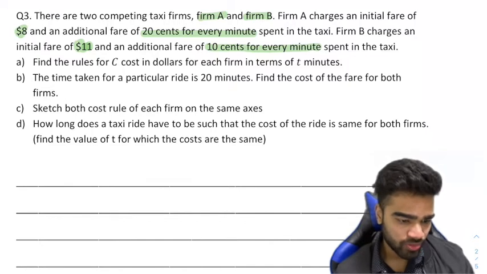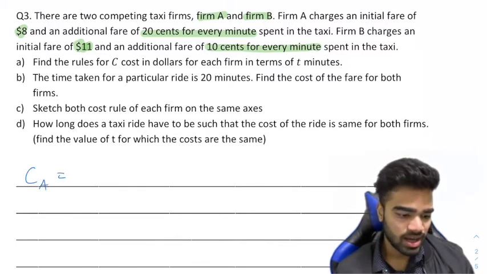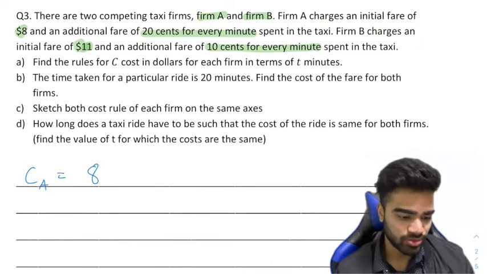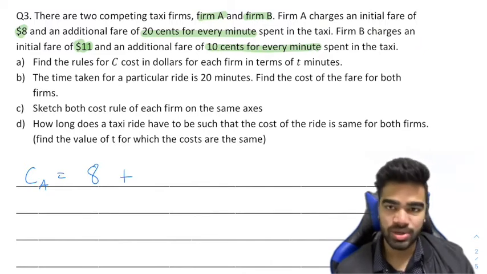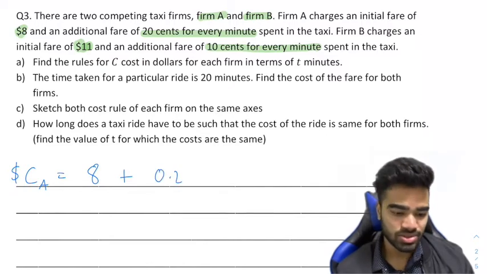Sure. So find the cost in dollars for each firm in terms of t minutes. Alright, let's do it. So cost for firm A, let's say C of A, just this shorthand notation, you don't have to write it. You can say C1 or anything you want. So firm A is going to be initial fare of $8, plus 20 cents. Remember, this is C dollars, so 20 cents in dollars is 0.2 for every minute. So times by T. Simple as that.